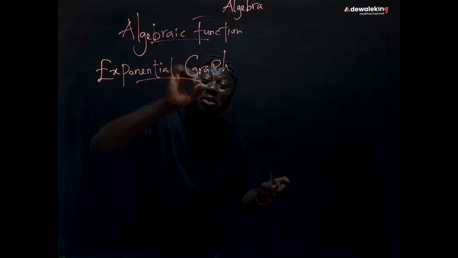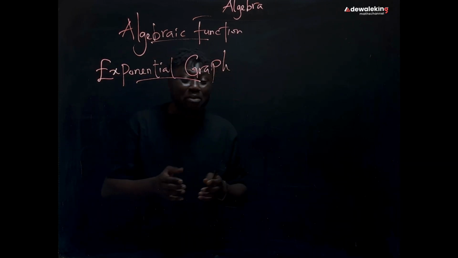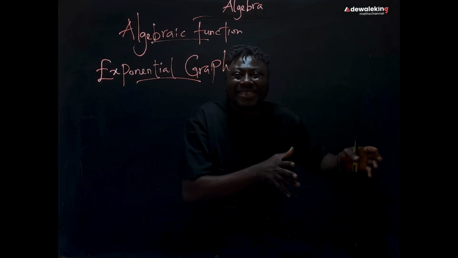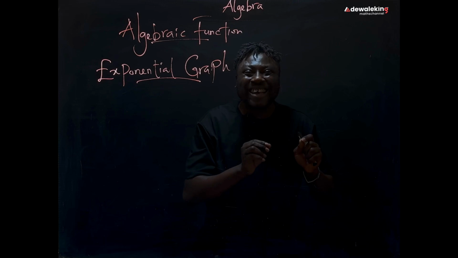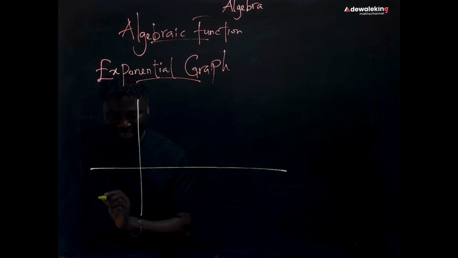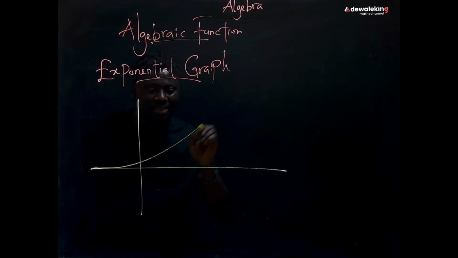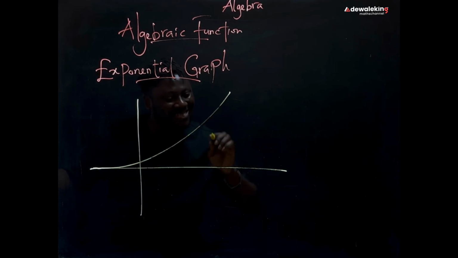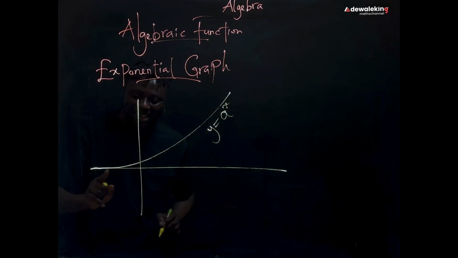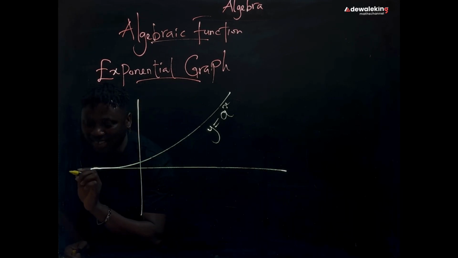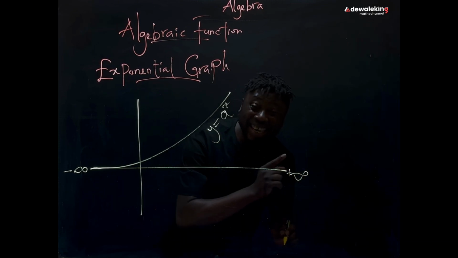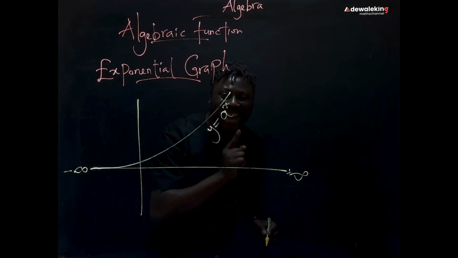4 is the exponential graph. Exponential graph always travels from negative infinity to infinity along the x-axis like this. So we have it like this. It can travel like that. So this is y is equal to a raised to power x as it travels from here to here. So this is negative infinity to positive infinity along the x-axis.